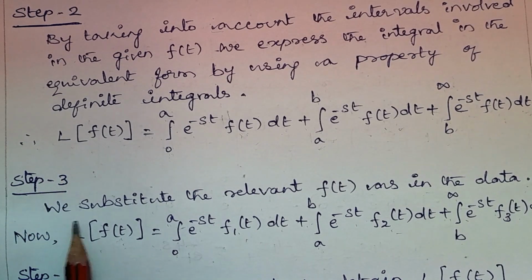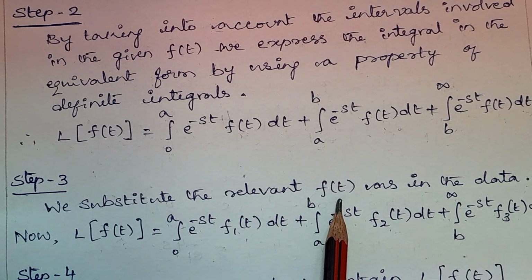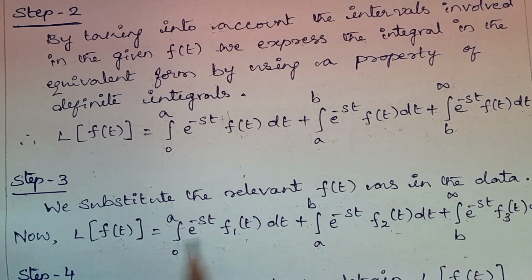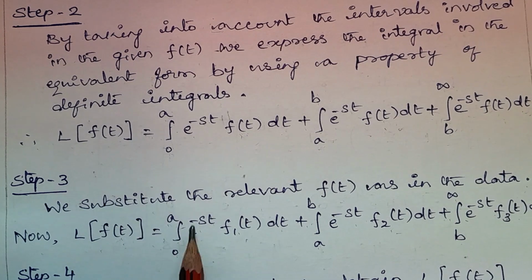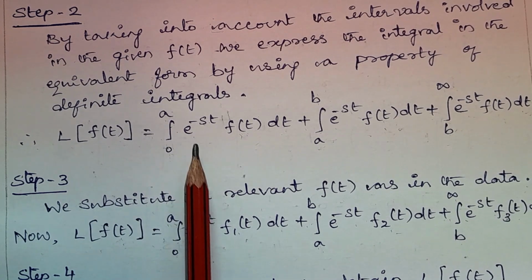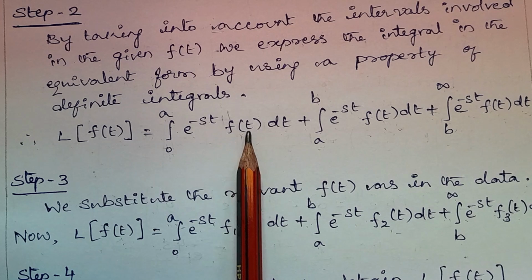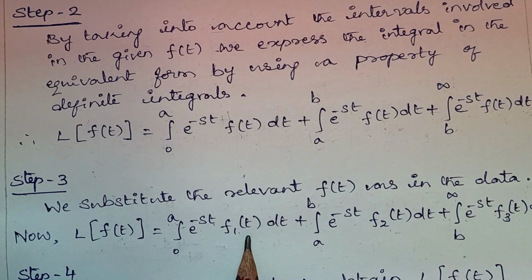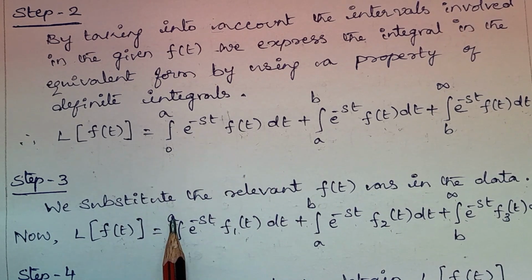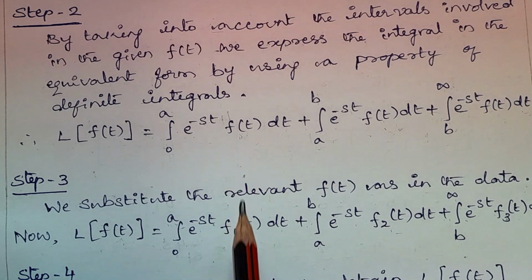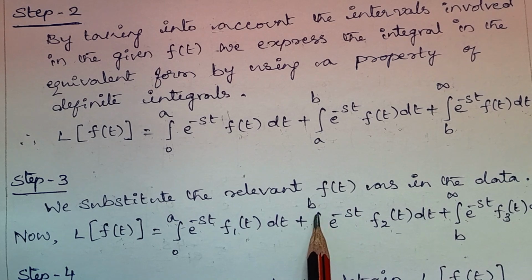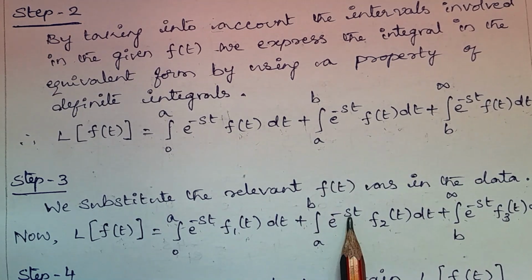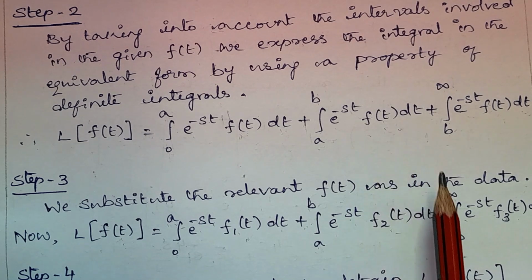Step 3. We substitute the relevant f of t as in the data. Now Laplace transform of f of t equal to integral of 0 to a e power of minus st f1 of t dt, when t varies from 0 to a, that time f of t is f1 of t. Plus the second interval is integral of a to b e power of minus st f2 of t dt.